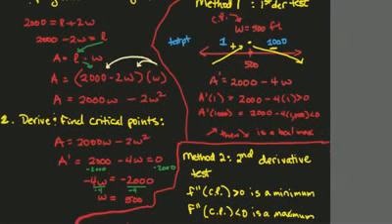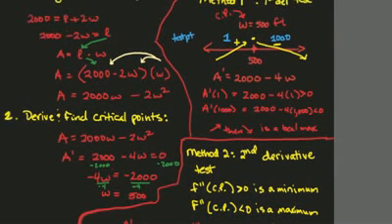Method 2 is a second derivative test. Basically, the second derivative test states that if you take the second derivative, plug in your critical point, and it's greater than 0, it's opposite of what you would think. You would think greater is a maximum, but it's actually a minimum. And then again, opposite of common sense, less than 0 you would think is a minimum, but it's actually a maximum.